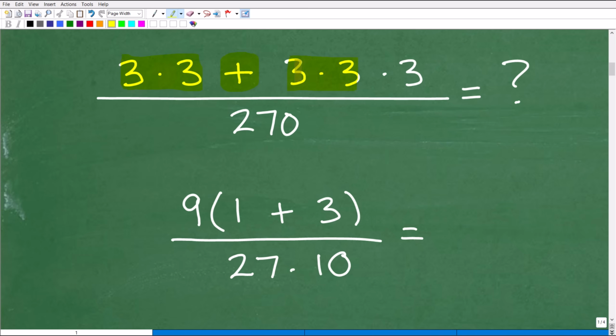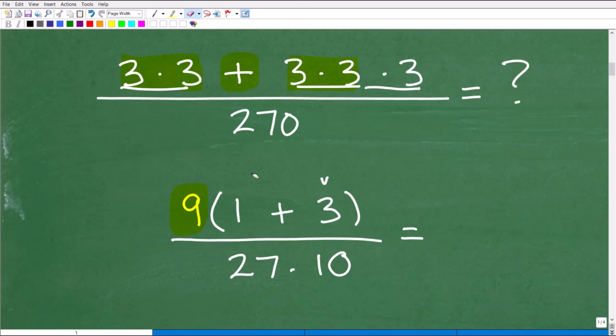In other words, I can write this numerator this way: 9. This is 9, and this is 9 times 3. So I could write it this way, 9 times 1 plus 3. Because if I distribute that 9, that's 9 times 1, the same thing as this 9, or 3 times 3. And then 9 times 3 is the same thing as 27, or 3 times 3 times 3.